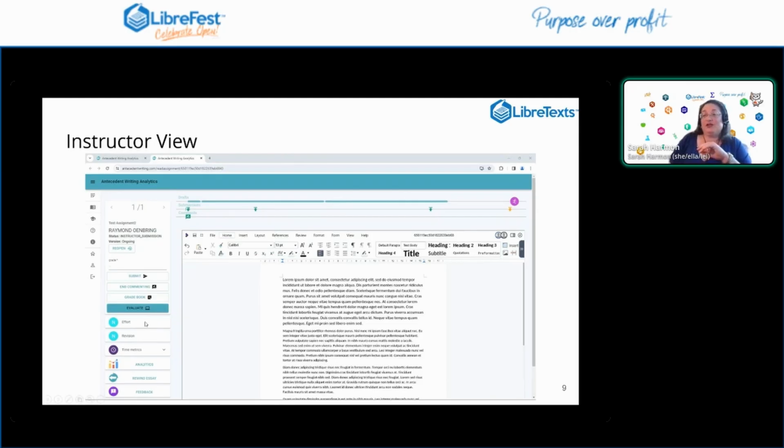The effort and revision grades are a little bit clunky, I will be brutally honest with this, but what are really, really important are the other ones. The time metrics, we're going to go into that one. Analytics and Rewind Essay, by far and away, those are the most powerful tools. And I would argue they're some of the tools that would potentially convince you more than anything else to consider using the Forge in your courses. And then feedback, which is really great.